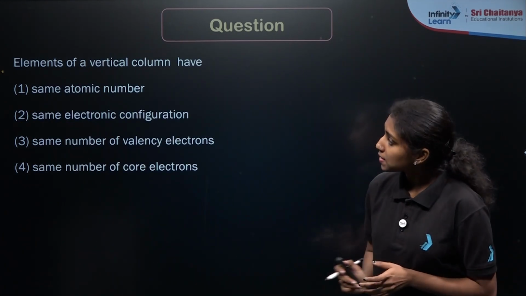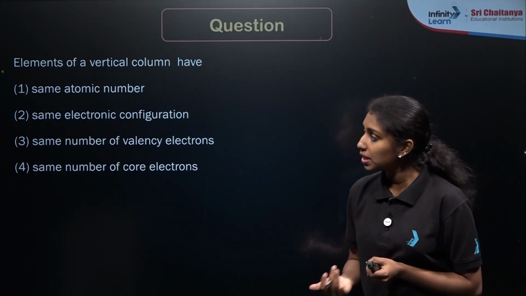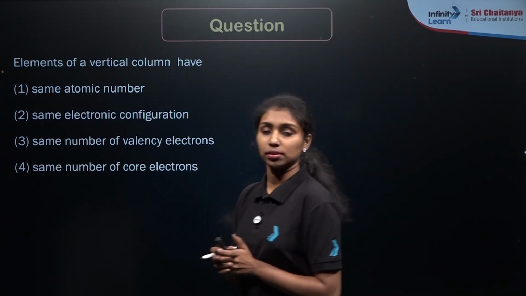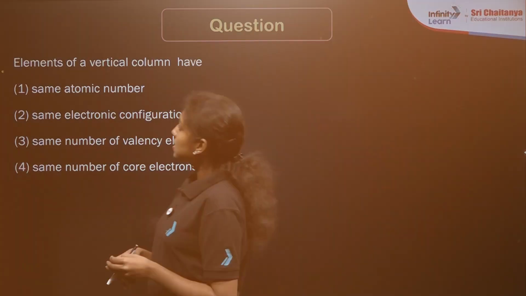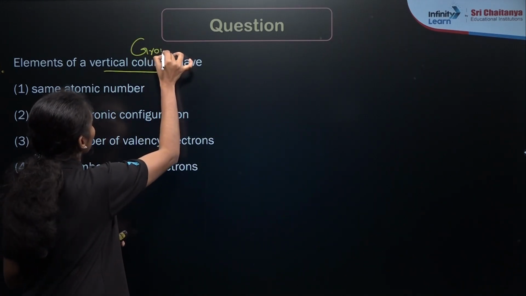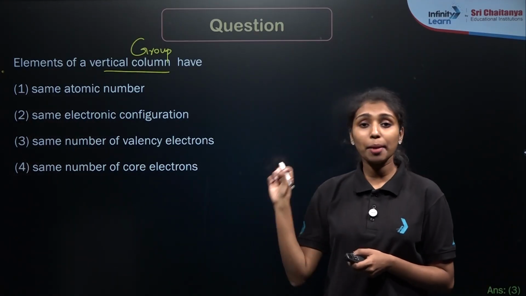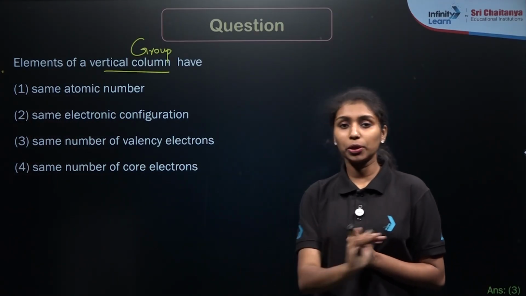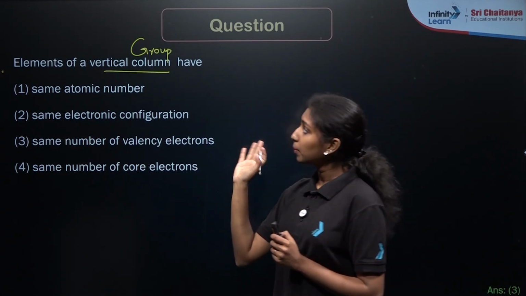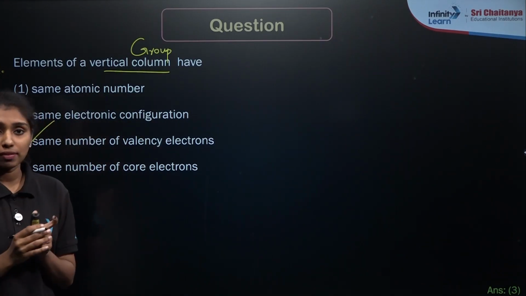Now we can move to our next question. The elements of a vertical column have the same atomic number, same electronic configuration, same number of valence electrons, or same number of core electrons. What will be our answer? Elements of a vertical column means the elements in the same group, right? Yes, option 3 will be our correct answer. They have the same number of valence electrons. Just go through the periodic table and try to identify the valence electrons of all the elements in the same group, right? You will get the correct answer here. So option 3 will be our correct answer.